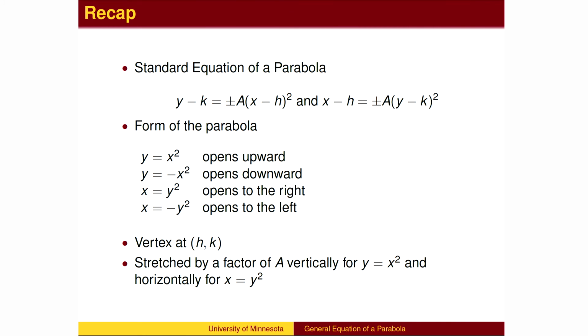To recap, the y equals x squared parabola points upward, the x equals y squared parabola points to the right. A negative sign will flip the graph so that y equals -x squared points downward, and x equals -y squared points to the left. Once you have determined the general form of the parabola, you can shift it so that the vertex is at (h, k). The factor of a will stretch the graph.